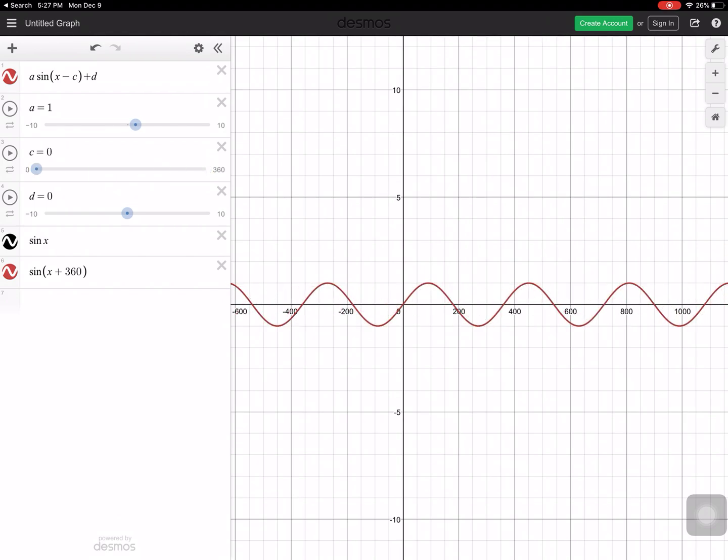D is this vertical translation. So it moves the equation of the axis up. If you look at this, it looks like there's a horizontal line through the middle at 5. That's what our D value is. So the equation of the axis is actually equal to D. I can move this all the way up to 10. The middle would now be at 10. All the way down here, the middle is at negative 10. And 0, which is normally the equation of the axis, is the normal sinusoidal function.